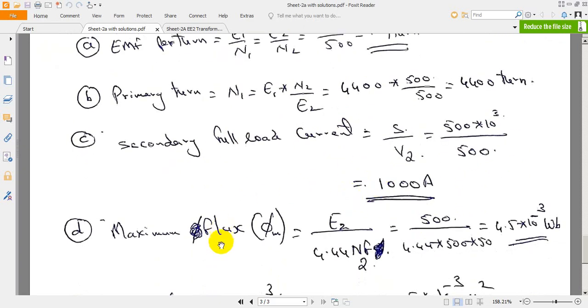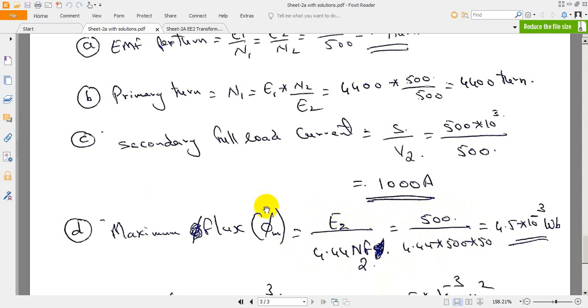The next parameter that we need to calculate is the maximum flux. Maximum flux is given by E2 divided by 4.44 N2 F. E2 value is 500, divided by 4.44 into 500 into 50. Substitute the values. This is the EMF equation.